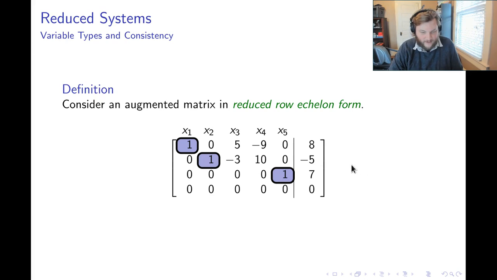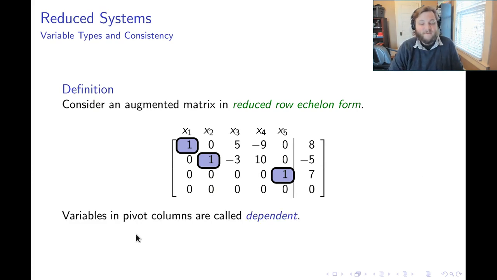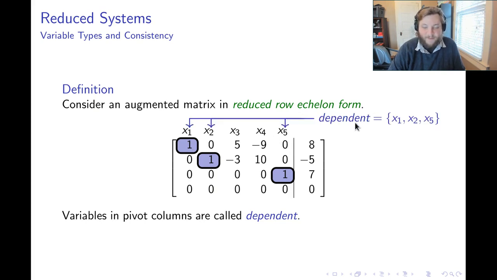So note here that in our example, our augmented matrix is in reduced row echelon form. And here I've gone ahead and boxed the pivots. So here we have 3 pivots. We say that the variables that are represented by pivot columns are called dependent variables. So this is an adjective that describes a certain type of variable in the system. So in this augmented matrix, we see that the pivots are in the first, second, and fifth columns. So we would say here that the dependent variables of this system are x1, x2, and x5.